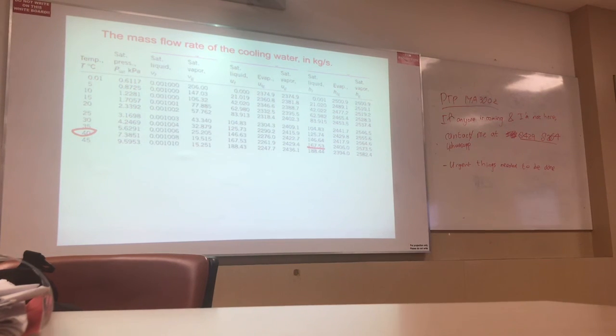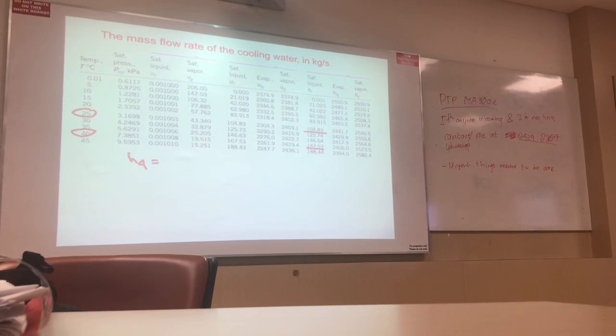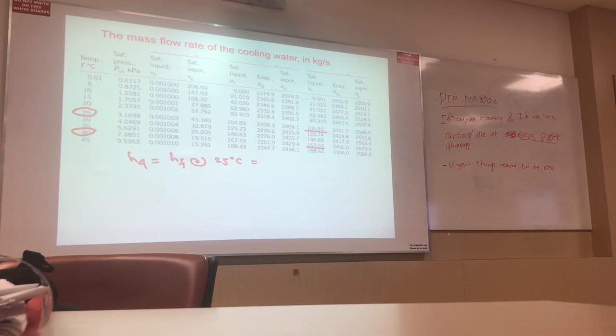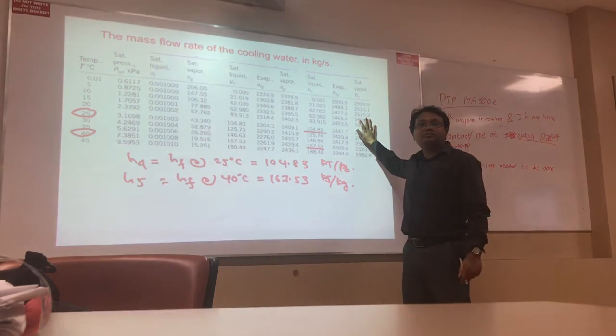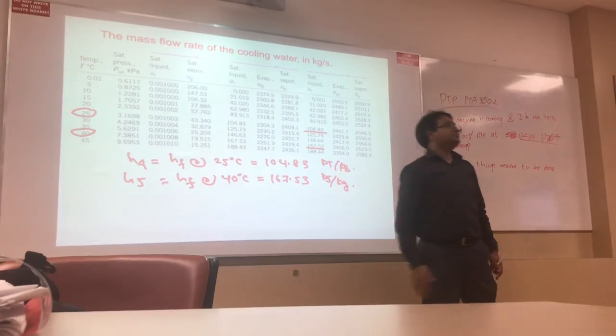25 is the inlet. So what is H4? HF with respect to 25 degrees Celsius, which is 104.83 kilojoule per kilogram. H5, HF with respect to 40 degrees Celsius, is 167.53. Okay? Then you can get it from the table. You know this table, and the previous table, A17. Yeah, you can get it from there.